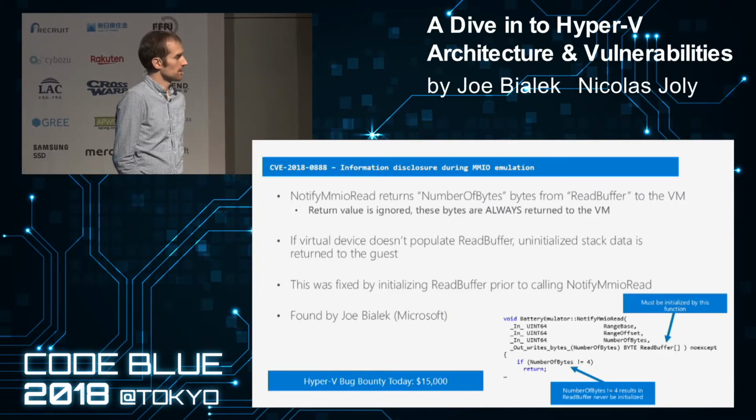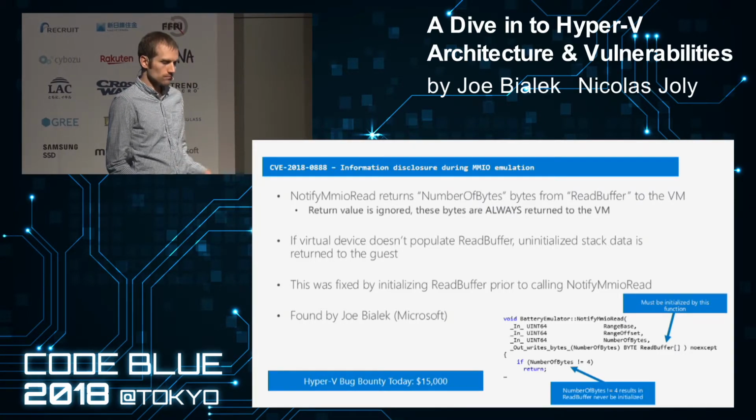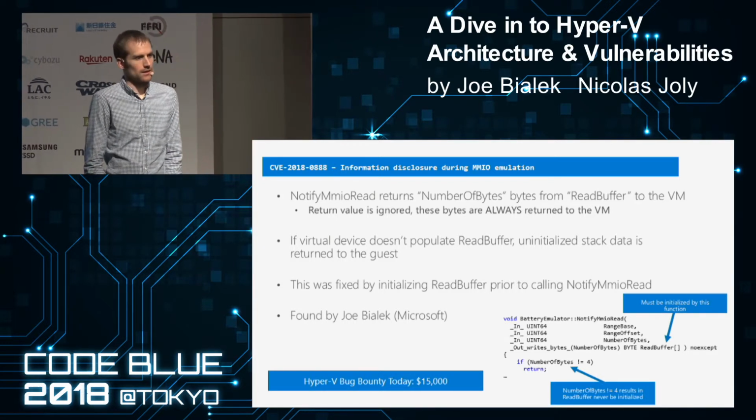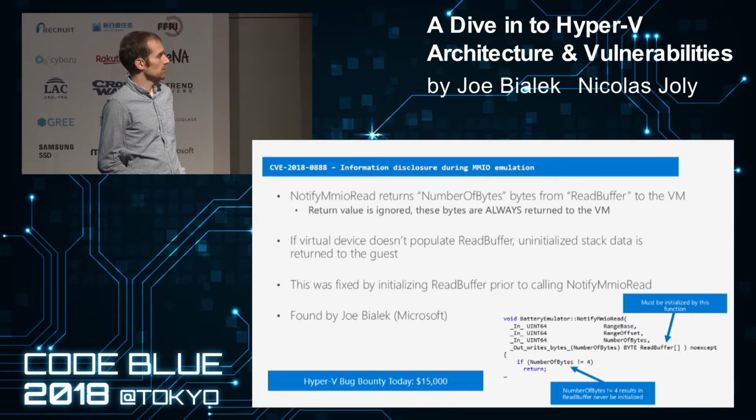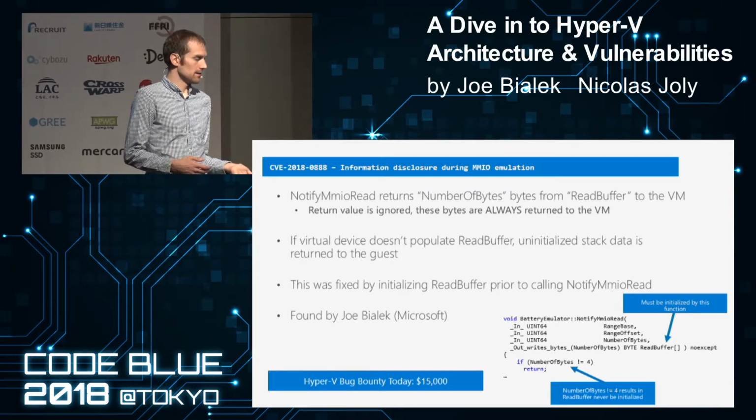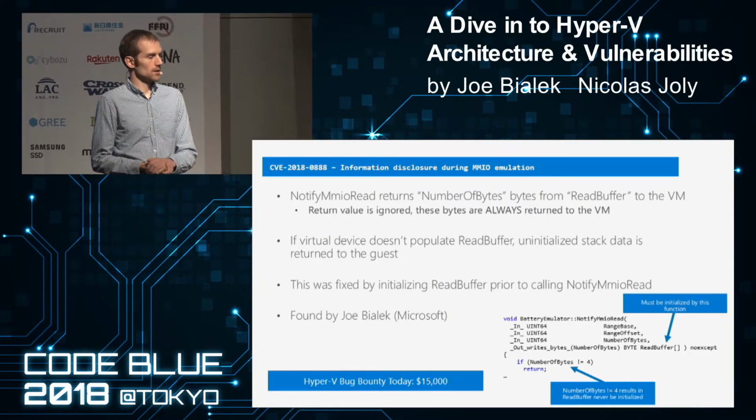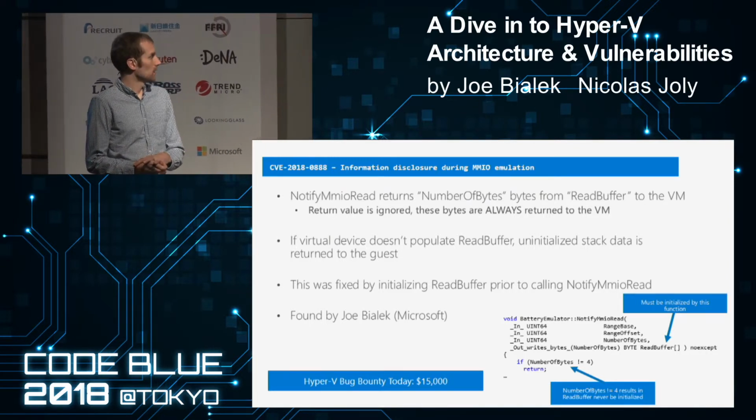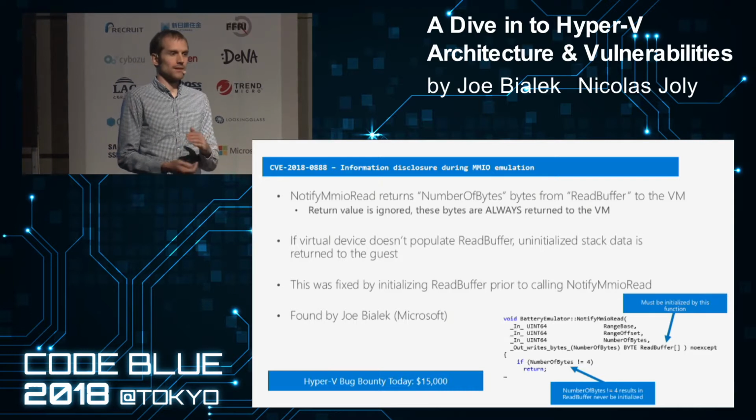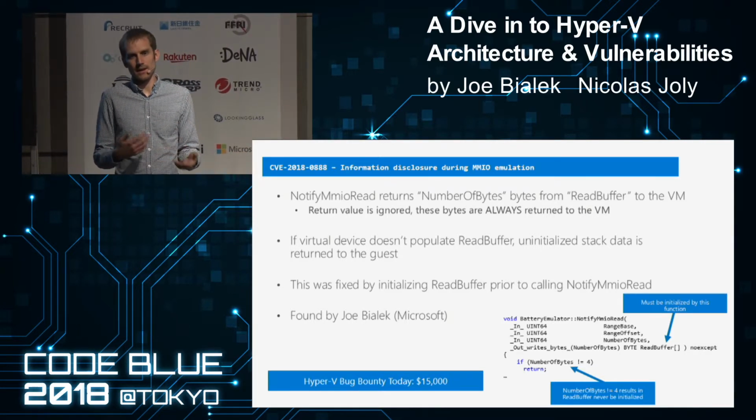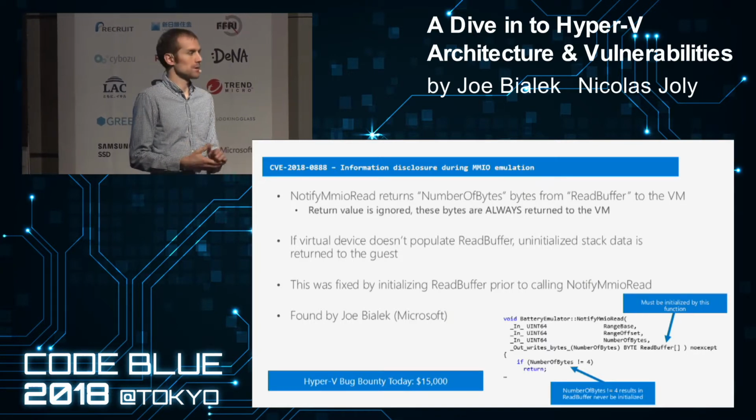So one of the things that we had mentioned earlier was that these various virtual devices that implement MMIO emulation have to implement this function, notify MMIO read. And the way that this function works is that it's called when you try to read from a guest physical address that's used for MMIO, and it will be informed as to the number of bytes that the guest is trying to read, and it is expected to populate that read buffer with that many bytes.